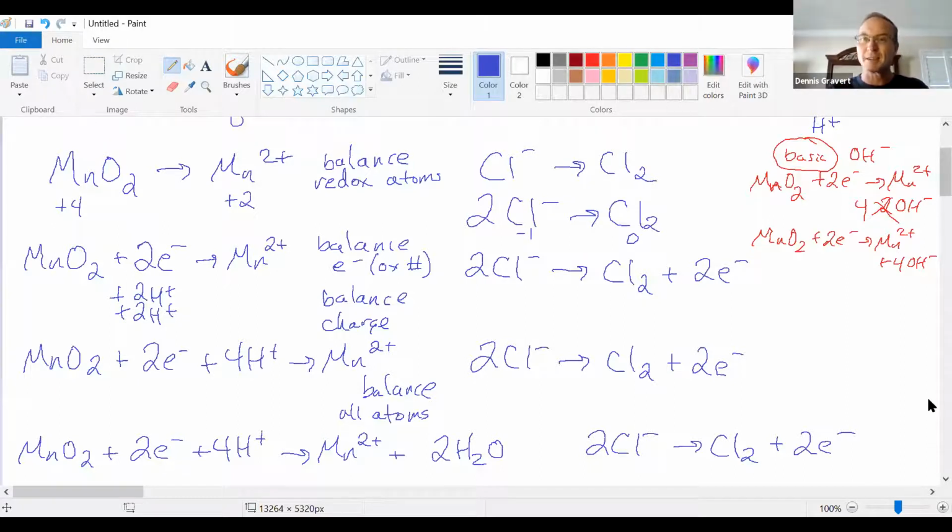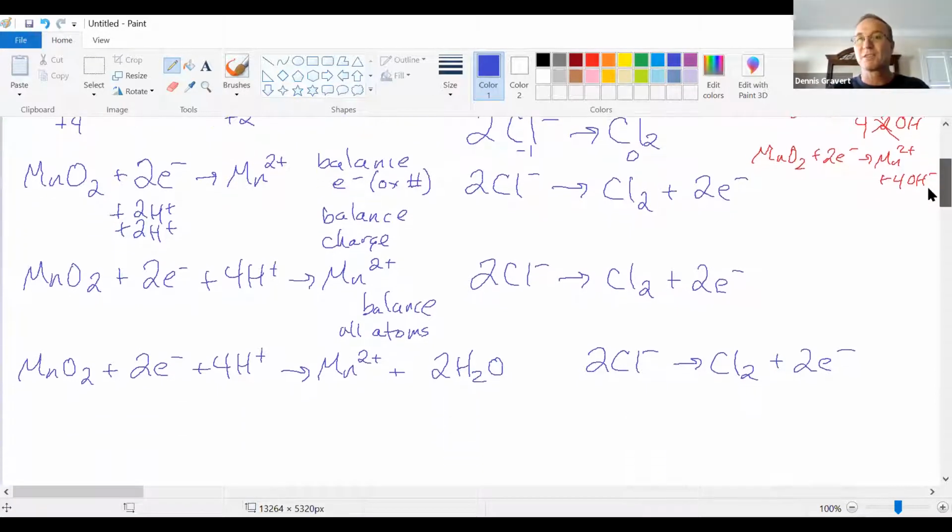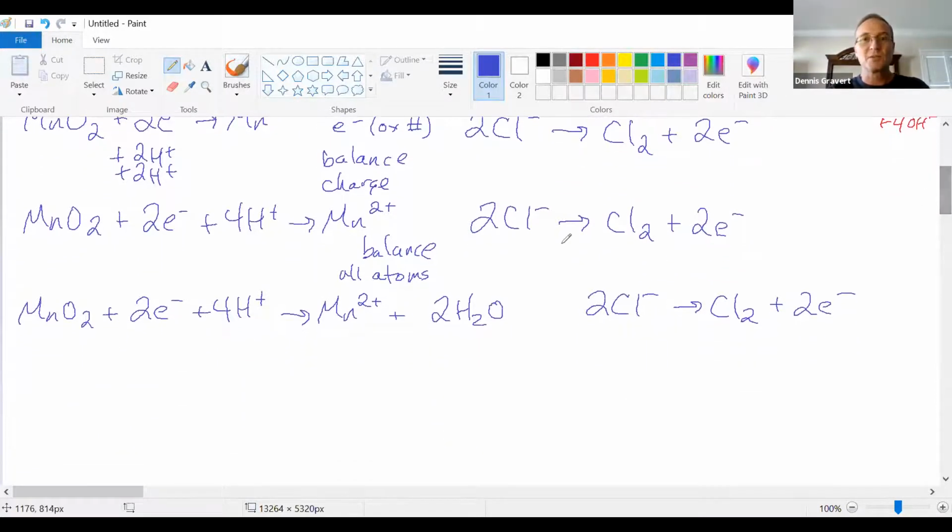Now it's time to recombine them and get the true overall reaction. To do this, we've got to get rid of those electrons. So you have to make sure that they're going to cancel out. And they do. We start with 2 electrons in this half reaction, and we end with 2 electrons over here. So they're going to cancel out.